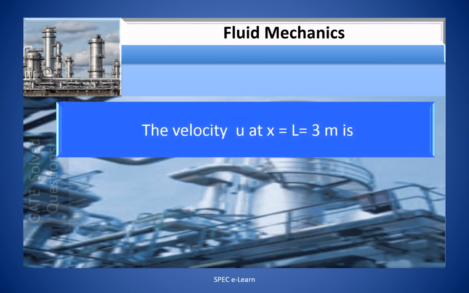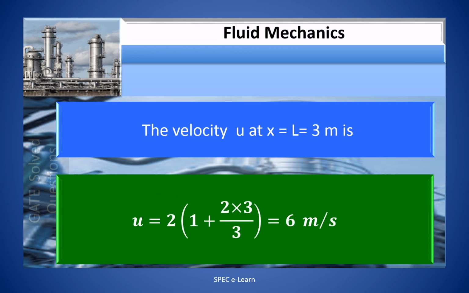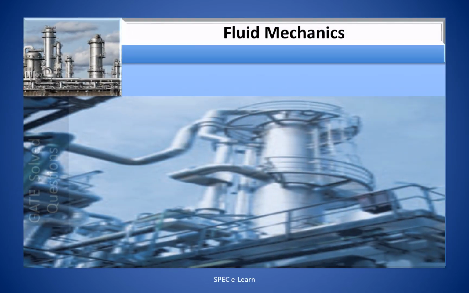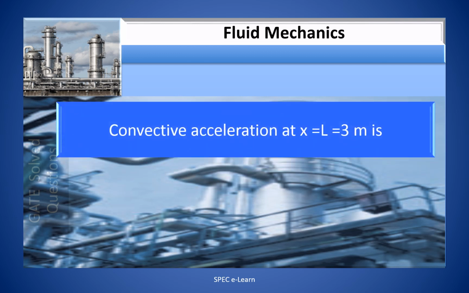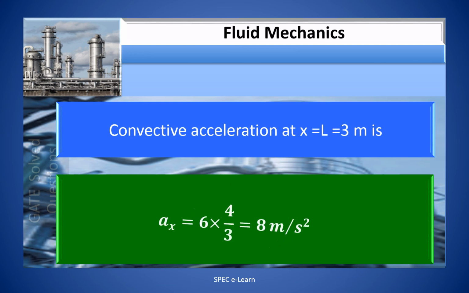The velocity u at the point x is equal to L is equal to 3 meter is calculated from the expression for u, which works out to 6 meter per second. The convective acceleration at x is equal to L equal to 3 meter is Ax equal to u times du by dx, which is equal to 6 times 4 by 3, which works out to 8 meter per second squared.